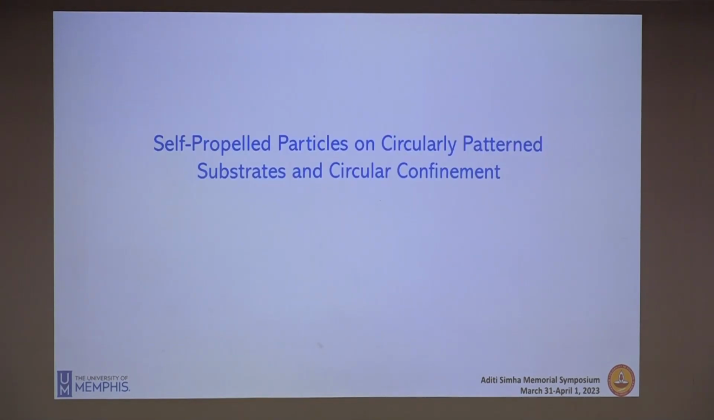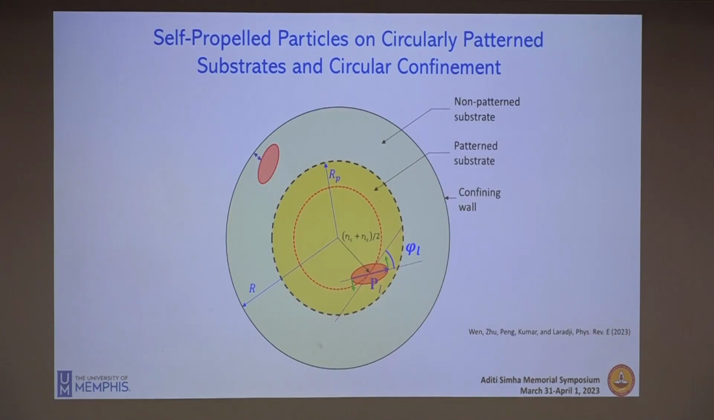So I will just jump to the system where we have circular confinement as well as a substrate that is patterned. We consider a situation where the substrate is patterned within a certain radius that is smaller than the radius of the system. The interaction between the wall and the particles is just repulsive, and the interactions between all particles are repulsive. Actually, there is no tendency to aggregate at equilibrium.